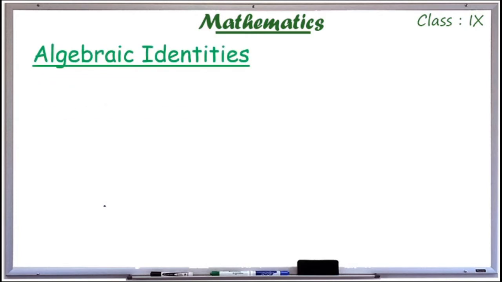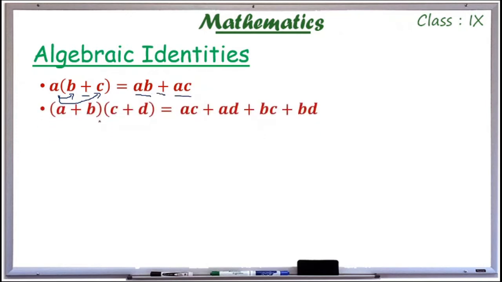And we have already studied about algebraic identities. a into b plus c is equal to ab plus ac. So first multiply a and b, you get ab. Then multiply a and c, you get ac. The same sign is used. In the case of a plus b into c plus d, ac plus ad plus bc plus bd. So first you multiply a and c to get ac, then a and d to get ad, then b and c to get bc, and b and d to get bd.